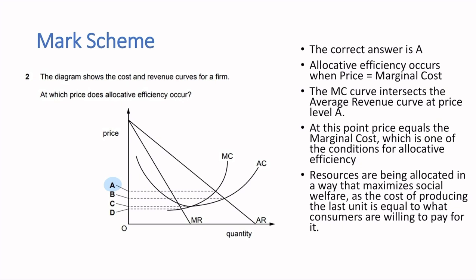Resources are being allocated in a way that maximizes social welfare, as the cost of producing the last unit is equal to what consumers are willing to pay for it.